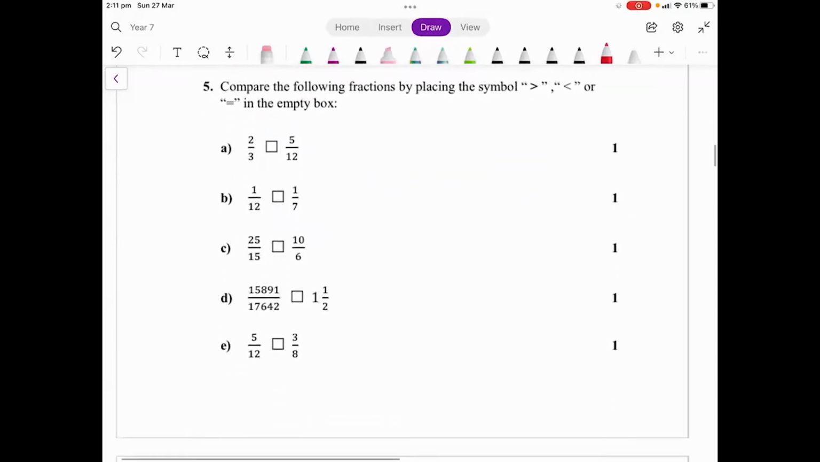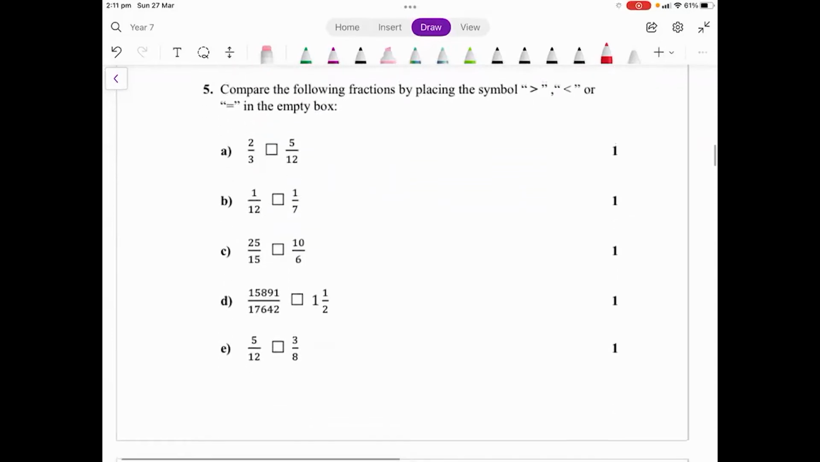Question 5, we use equivalent fractions. We want both the numbers to have the same denominator. So 2/3 does not have the same denominator as 5/12. So we're going to change 2 over 3 to 8 over 12. And once we do that, we just have to compare the numerators. And we can see that 5 is smaller than 8. So the arrow points to the 5.